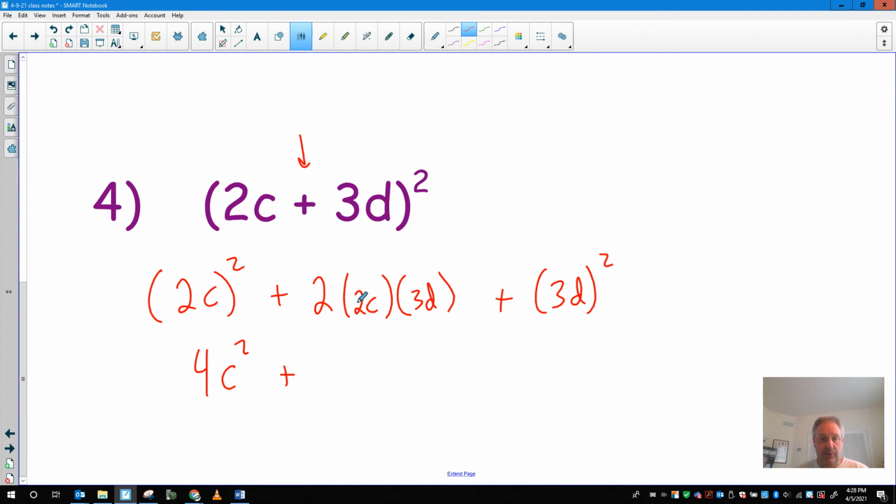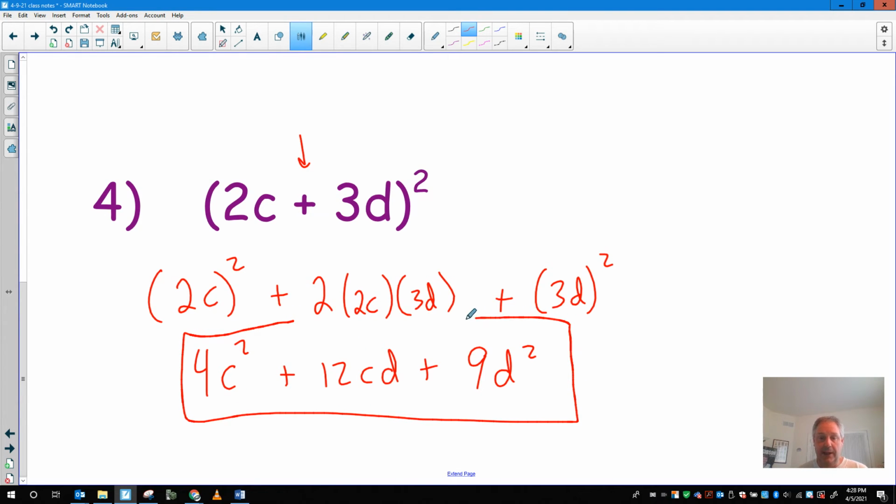Plus 2 times 2 is 4. 4 times 3 is 12. CD, again, write that alphabetical. And then plus 9d squared. Again, if you don't like using the formula, no penalty at all. Just write it twice and FOIL.